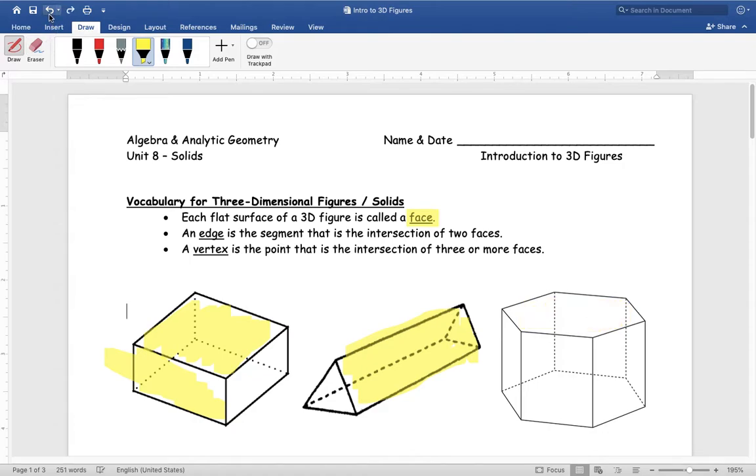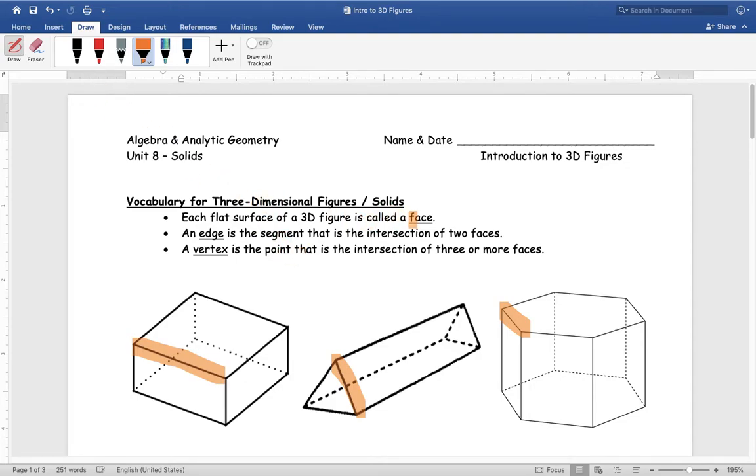Now, edges, we're talking about the segment that is the intersection of two faces. Basically, anywhere you see two of your shapes meet, this rectangle for the top, this rectangle for the side, meet at this edge. This triangle here and each of these rectangles, they meet at a single edge. Same thing with our hexagon. So edges are just line segments.